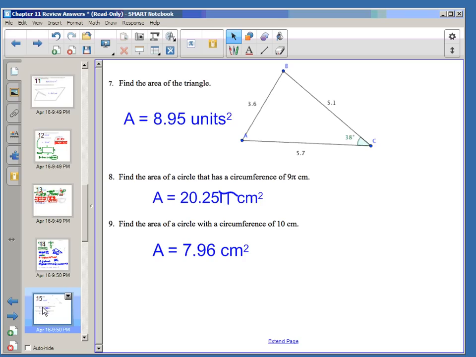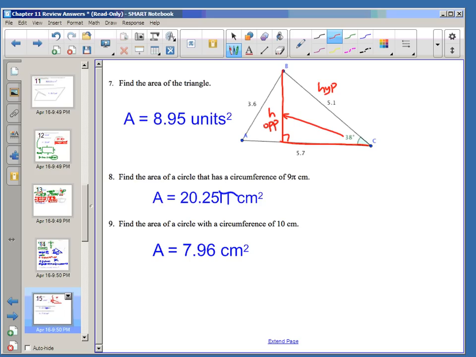Number 7, 8, and 9. Number 7 is just like number 6. So if I look at number 7, again, there's two methods. I can draw in my height. That's the opposite. This is the hypotenuse. A couple people's inclination is to say, oh, I know the adjacent's 5.7, but do realize that the 5.7 goes all the way to that point. So that does not work for us. All right, so I know my opposite and I know my hypotenuse. So I could find the height using sine.